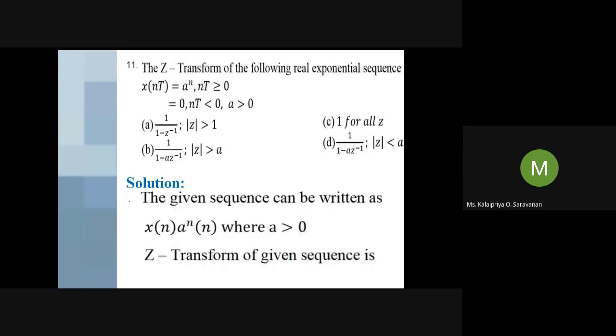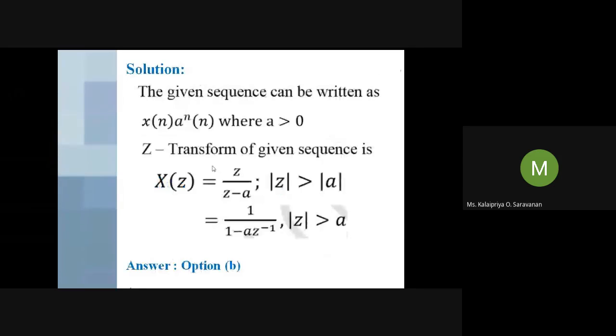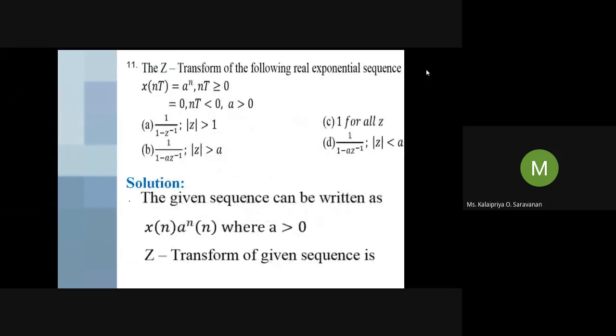This would be the last question for this session because we just have 5 more minutes to end. Now look at this question. What they've given you here is the Z transform of a real exponential signal x of n equal to a power n, where n is greater than 0, and 0 when n is less than 0, and a greater than 0. We have a few options given here. We will have to find out the Z transform for this given question. Read the question carefully. We will just switch on to the solution part.